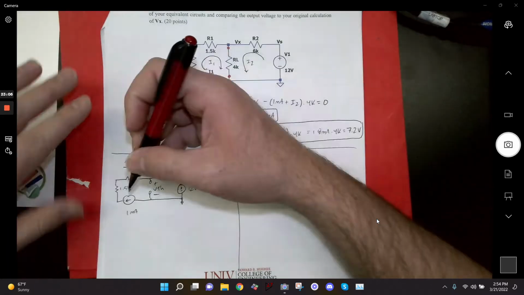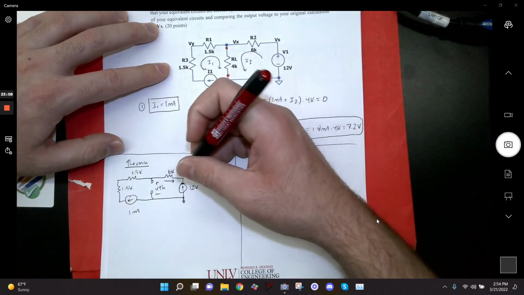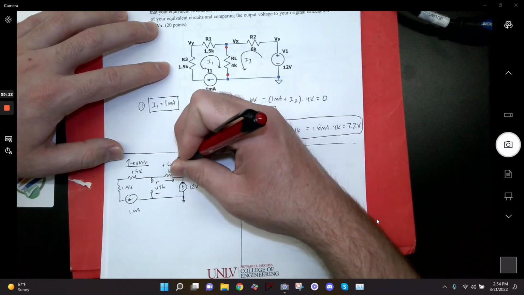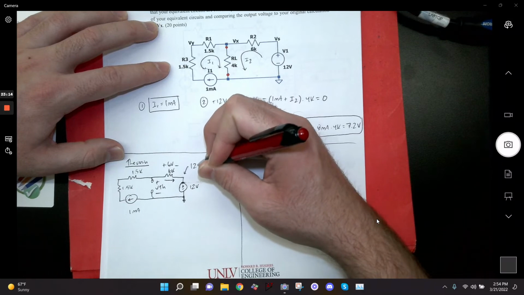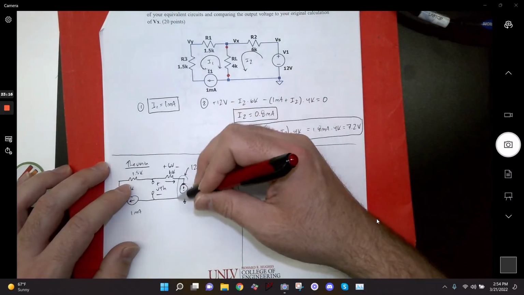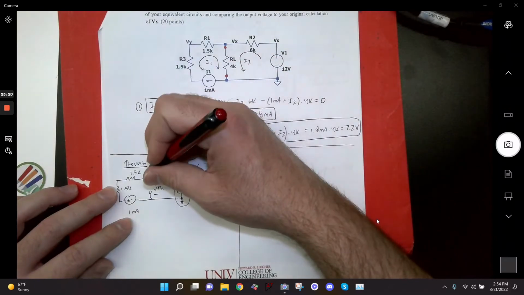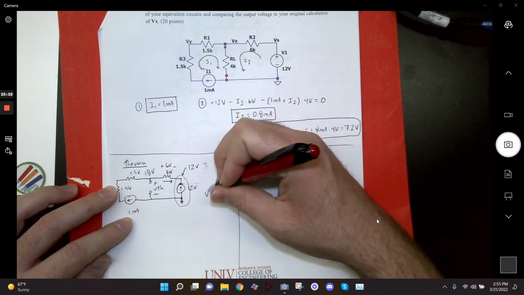All right, so this is a single loop. I've got 1 milliamp flowing through this 6K, which means I have a drop right here of 6 volts. This voltage is obviously 12 volts because it's just a battery connected to ground. And so if I go 12 plus 6, I get 18 volts right here, and that's my V Thevenin.